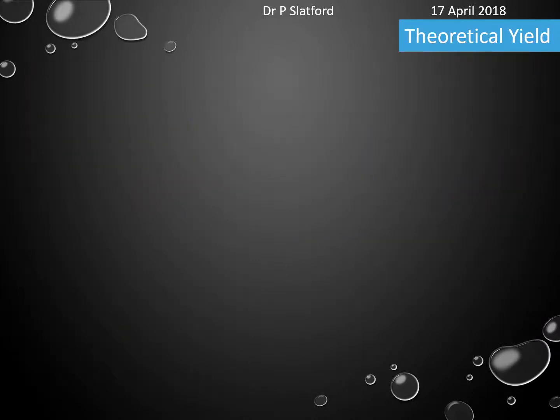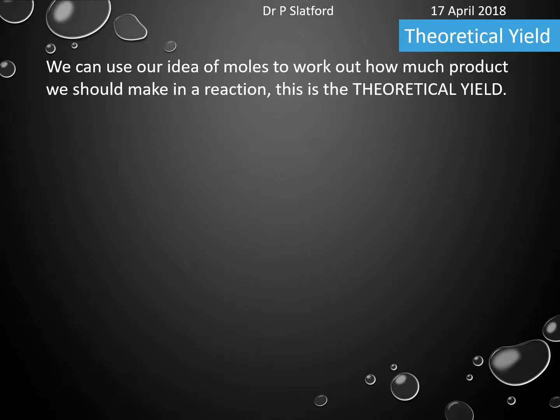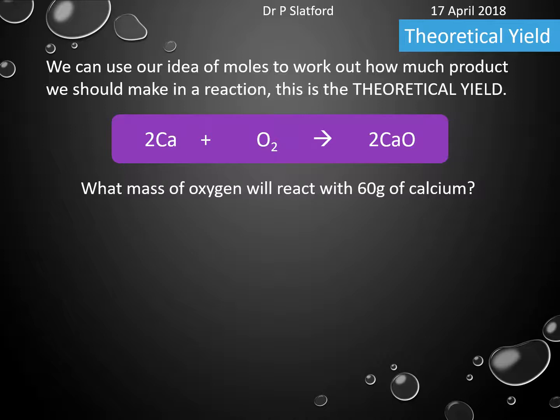Now we need to talk about theoretical yield here, because we need to use our ideas of moles to work out how much product I should be able to make. That is known as the theoretical yield. Okay, so let's have a look at this example. We've got calcium reacting with oxygen. I'm going to make calcium oxide, and that's the balanced equation there. Now the question here is, what mass of oxygen is going to react with 60 grams of calcium?